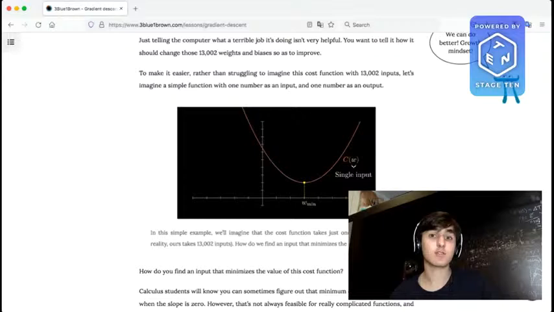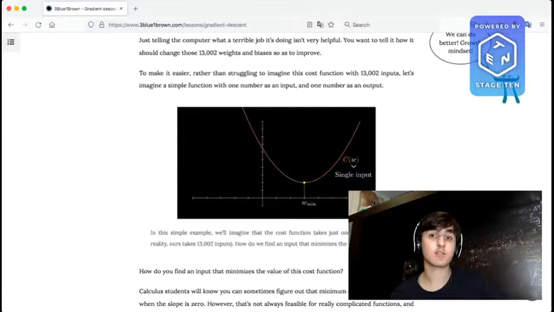A more flexible tactic is to start at a random input and figure out which direction to step to make the output lower. Specifically, find the slope of the function where you are. If the slope is negative, shift to the right. If the slope is positive, shift to the left. That's a good idea, actually. I hadn't thought of that. So by following the slope, we approach a local minimum.